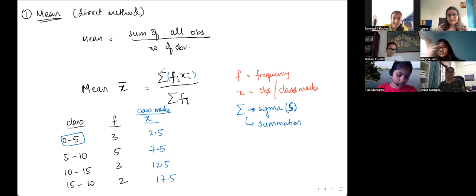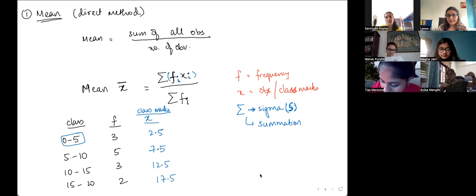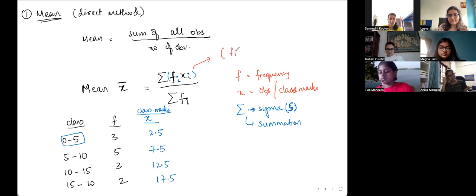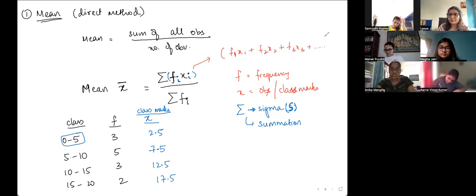In the numerator, this is sigma fi xi. So the I means that F is not a constant. Sigma fi xi basically means if we expand it, this expands to f1 x1 plus f2 x2 plus f3 x3 plus so on. Like however many f and x we have, you will add all of them up. That's what this I represents.